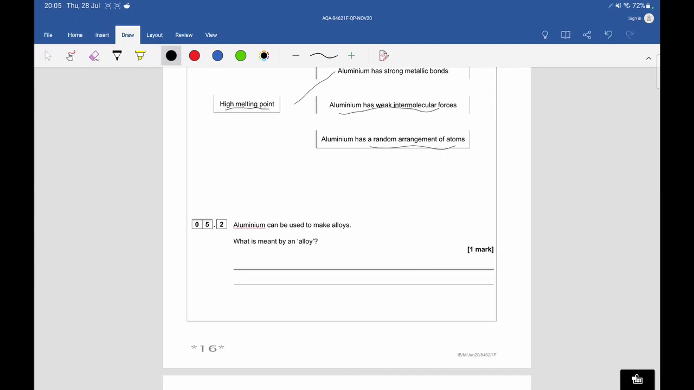Question 5.2 says aluminium can be used to make alloys. What is meant by an alloy? Well, an alloy is a mixture of metals.